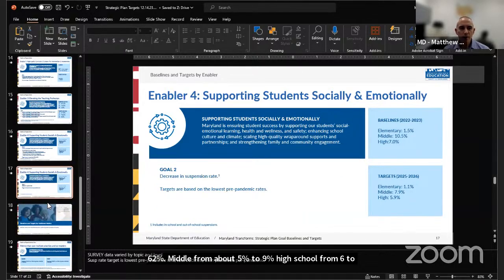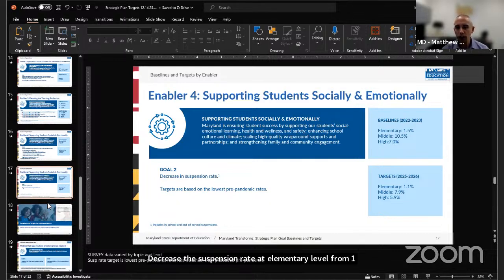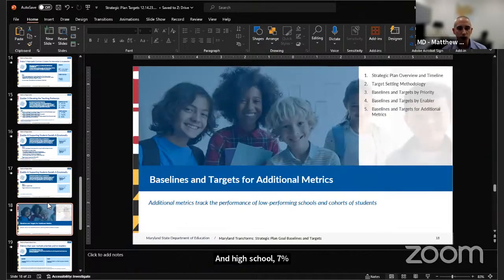Enabler 4 also includes a goal of decreasing the suspension rate. So based on the lowest pre-pandemic rates, we set targets to decrease the suspension rate at the elementary level from 1.5 to 1.1%, middle from 10.5% to 7.9%, and high school from 7% to 5.9%. Now that covers the enablers.